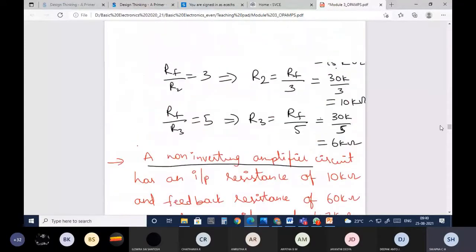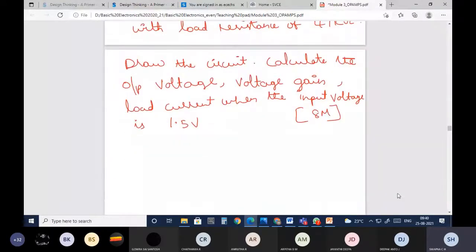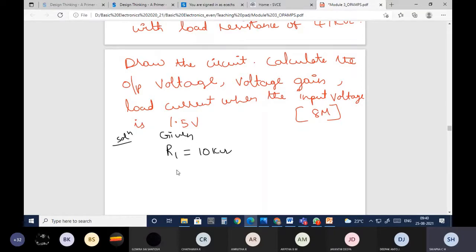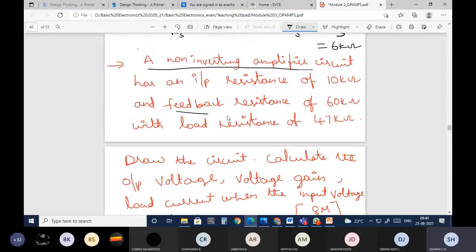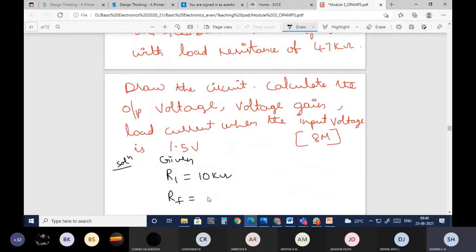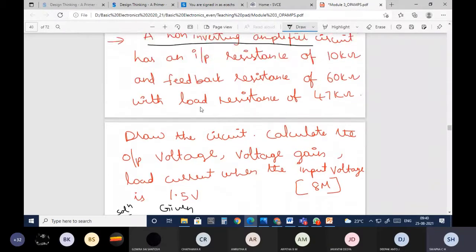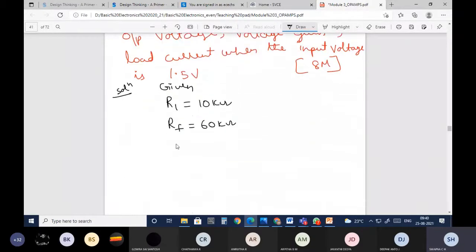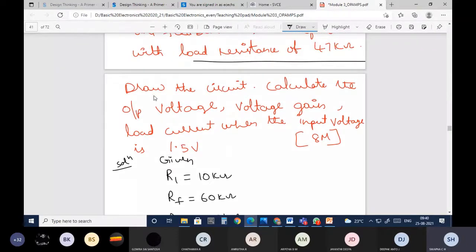First, the input resistance of 10 kilo ohms, so R1 is given as 10 kilo ohms. I'm writing whatever is given. Then feedback resistance of 60 kilo ohms, in the sense RF is given as 60 kilo ohms. Then he has given an additional parameter, load resistance of 47 kilo ohms. Where exactly you need to draw this load resistance, I'll tell you.